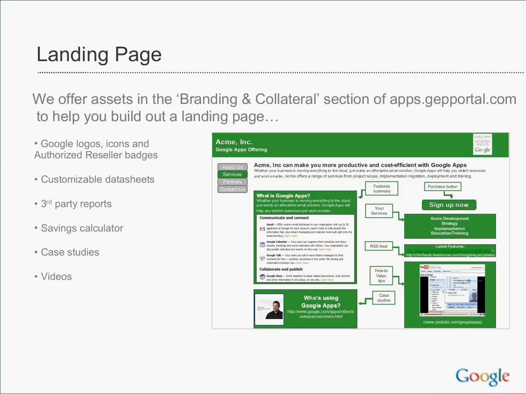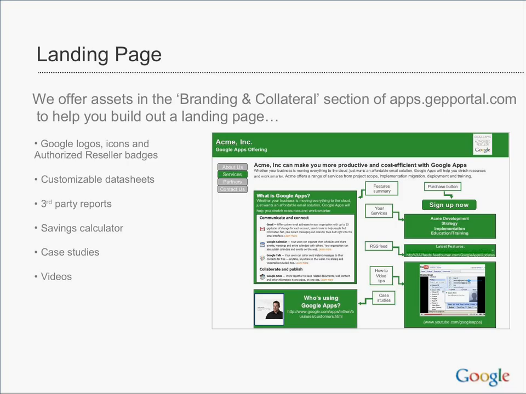So if we look at this landing page in a little bit more detail, I want to call out some of the specific assets from the apps.getportal.com website that you can use and how they've been applied to Acme's website here. So first, you'll find available a number of Google logos, icons, and authorized reseller badges. In the upper right-hand corner of the Acme site, you're going to see the authorized reseller badge. You'll also see that the icons for each of the products within Google Apps are highlighted there in the middle on the left. And that's the section where you're informing the user what products are included in Google Apps and helping them learn more about Google Apps as a whole.